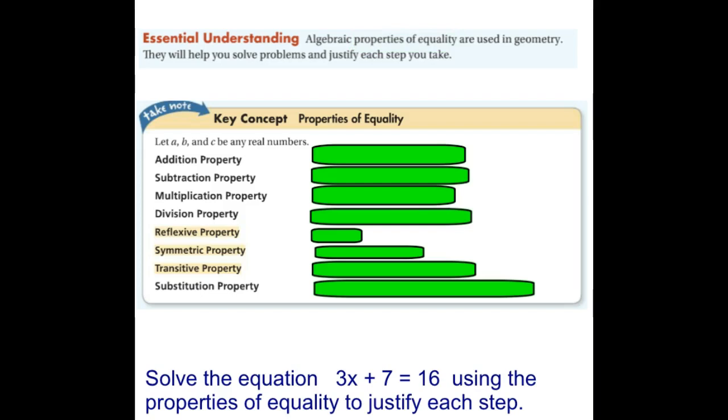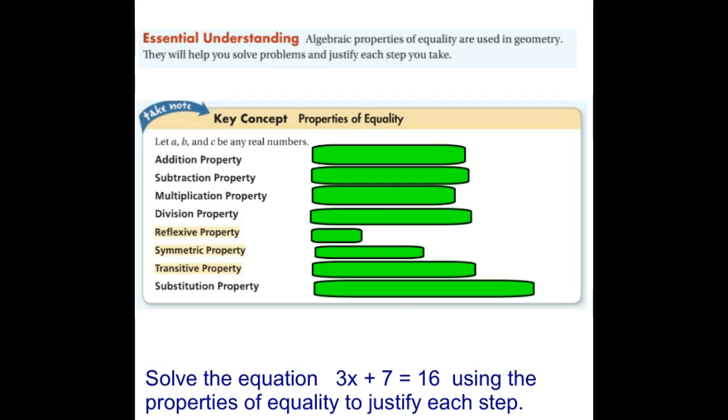Algebraic properties of equality are what we use in geometry to kind of introduce our proofs, and we use them in our geometry proofs eventually as well. They help us to solve problems, and they help us justify each step you take, because proofs reason and justify everything we do. So here are your basic properties of equality.